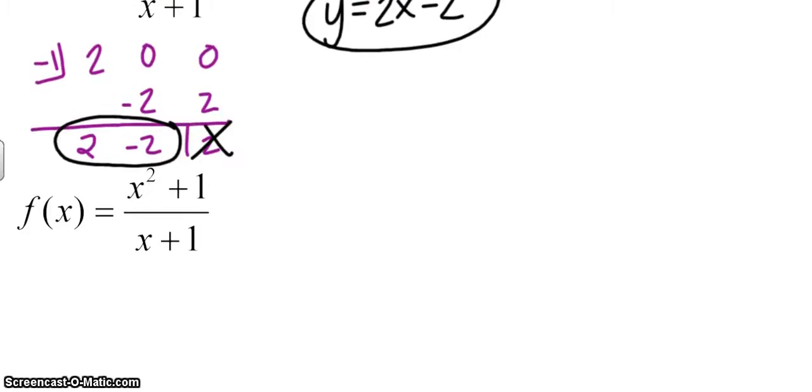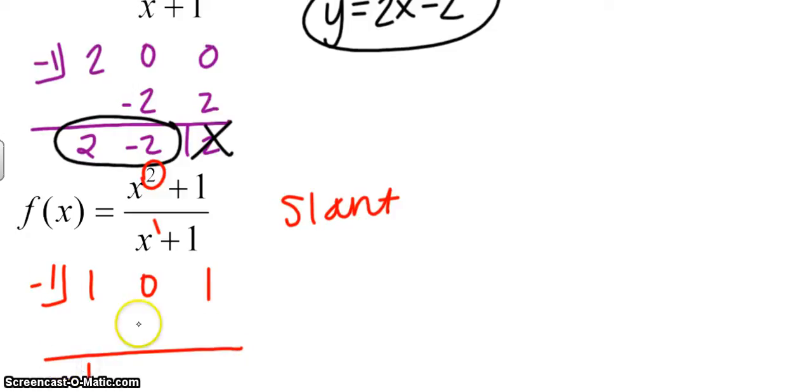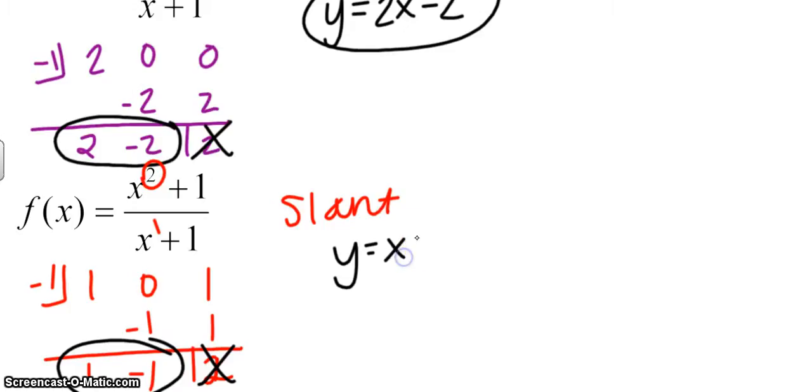Alright, moving along. This one does not factor. Right? You always want to try to simplify first. It'll make things easier for you. So looking at the powers, x to the second over x to the first, I know there's going to be some sort of a slant. -1 in the box. This will be 1, 0, 1, 1, -1, 1, 2. So my slant asymptote comes from this part, not including the remainder. There's a slant asymptote at y equals x minus 1.